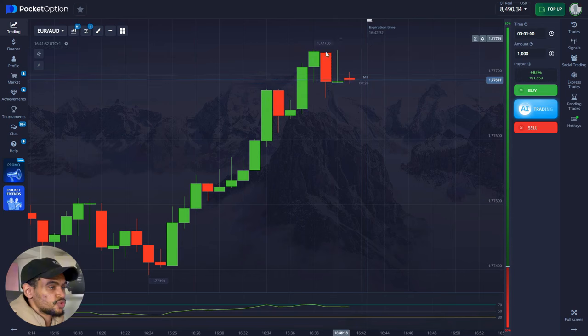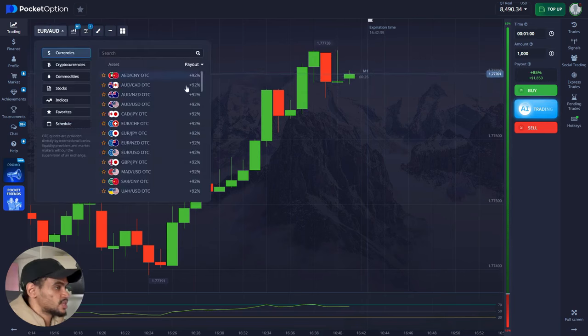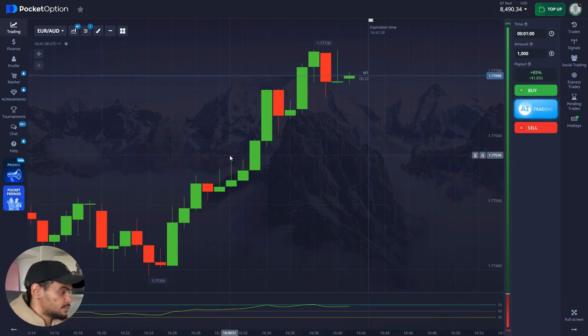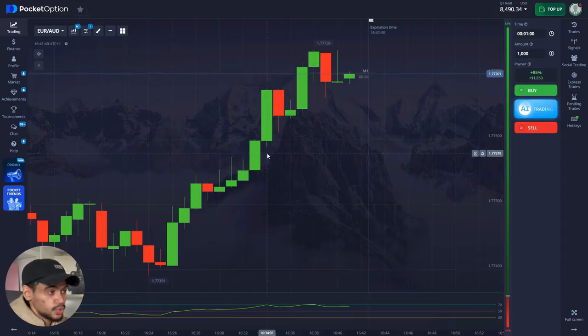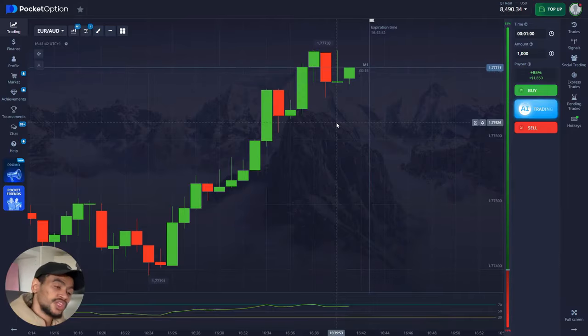And look at that strong rejection on the candle that got us the win, and beautiful prediction once again. And this was real market. This was real market, guys. And this is how you do it. This is what you can learn in my trading group already.